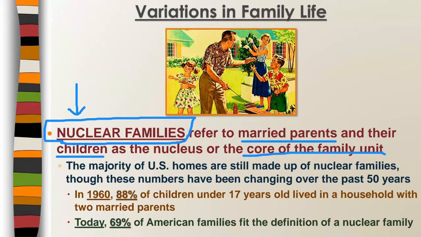So the majority of U.S. homes are still made up of nuclear families, but the numbers have been changing over the past half century. For instance, in 1960, 88% of children under 17 lived in a nuclear family. Today, that number has gone down to about 69% fitting within that definition. So, still, the majority of American families fit into this nuclear family picture, but less and less so every year.